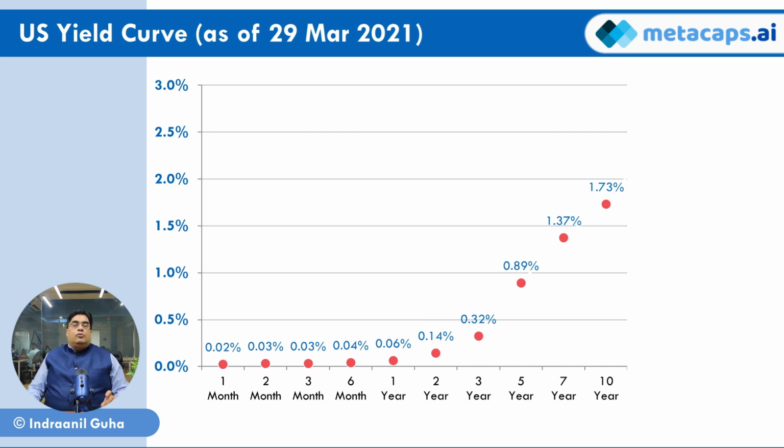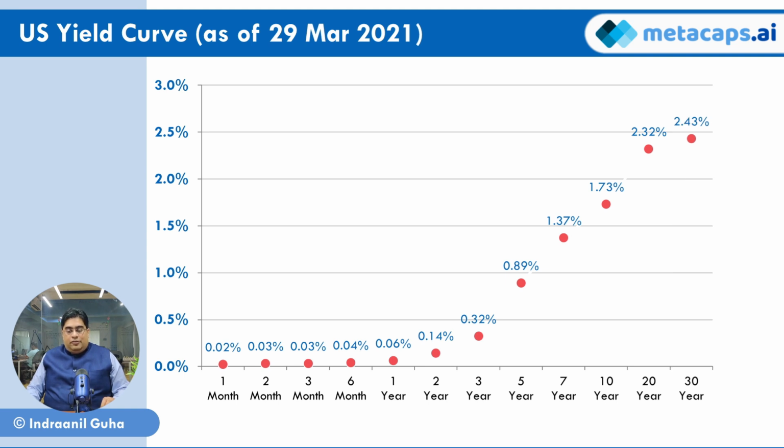10-year US government bond, 1.73% per annum. 20-year US government bond, 2.32% per annum. And finally, on a 30-year US government bond, you could have earned a rate of return of 2.43% per annum. So these are the rates of return that you could have locked in had you invested in US government bonds of various durations on 29th March 2021.